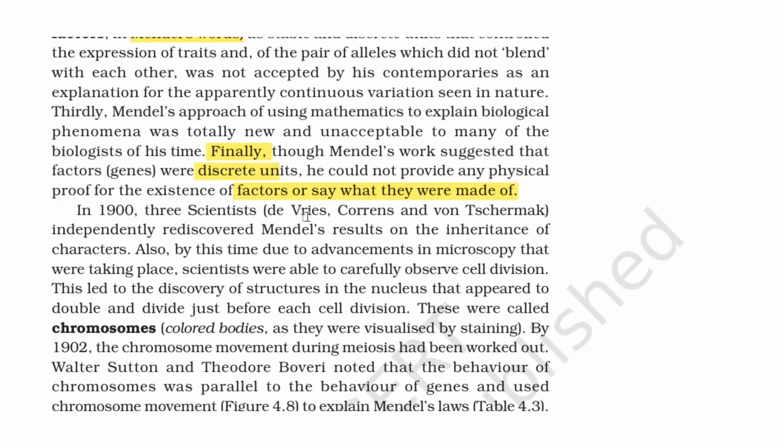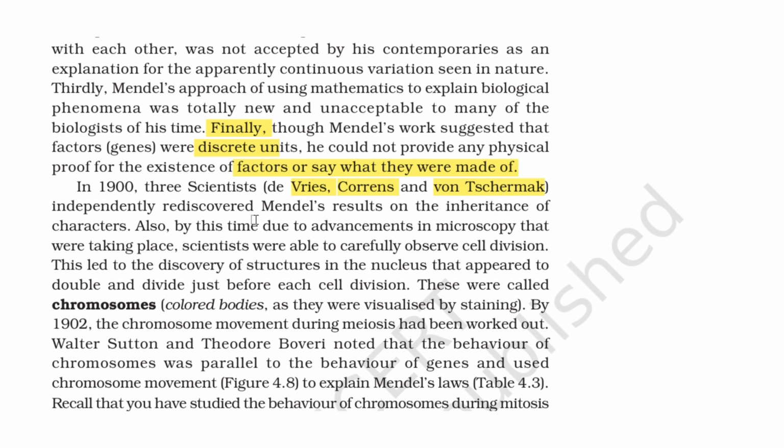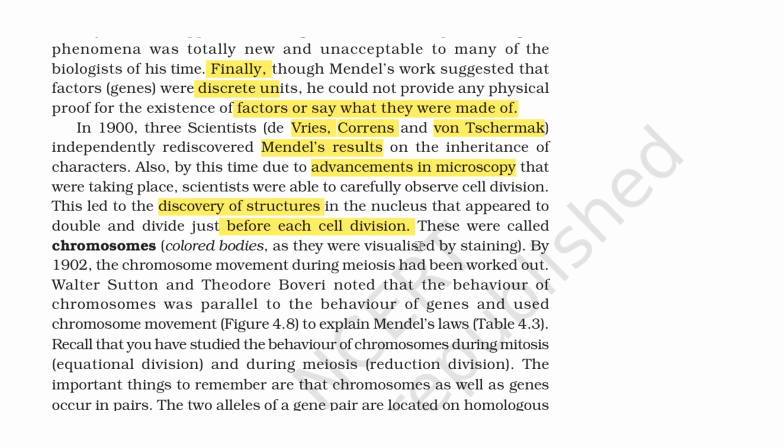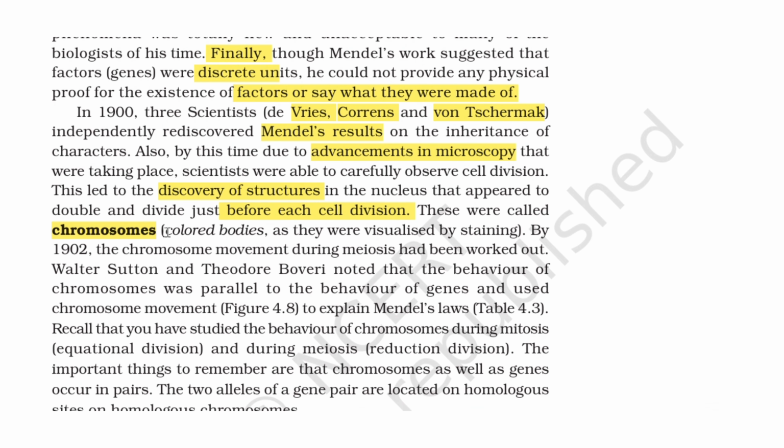In 1900, three scientists, De Vries, Correns and von Tschermak, independently rediscovered Mendel's results on the inheritance of characters. Also, by this time, due to advancements in microscopy that were taking place, scientists were able to carefully observe cell division. This led to the discovery of structures in the nucleus that appeared to double and divide just before each cell division. These were called chromosomes, colored bodies, as they were visualized by staining.